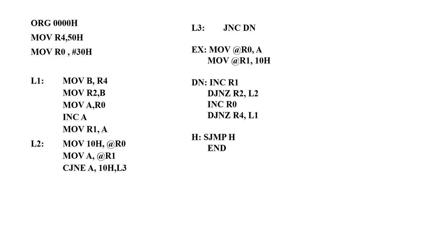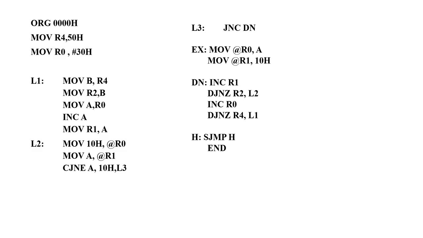Now, if the contents of the accumulator are not equal to the contents present at the 10H memory location, it jumps to L3 to check the swapping conditions. Then this is used for swapping, L3. So L3 is the label which is given to the swapping logic here.